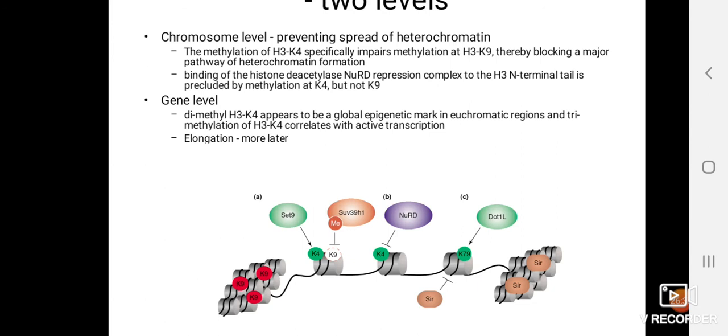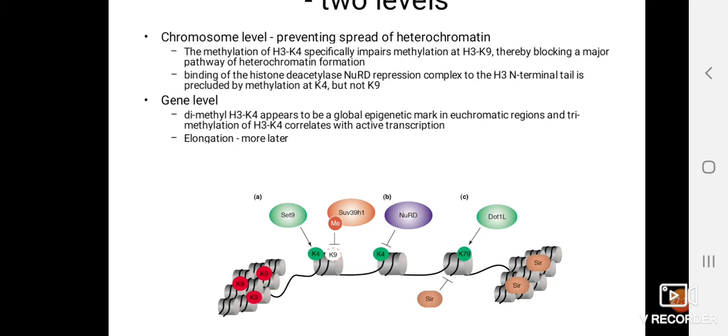Here methylation of H3K4 specifically impedes methylation at H3K9, thereby blocking conversion into heterochromatin, and the binding of deacetylases like NuRD, a repression complex, to the H3 N-terminal tail. It also precludes methylation at K4 and converts into K9, that is, it induces K9 methylation and heterochromatin formation.